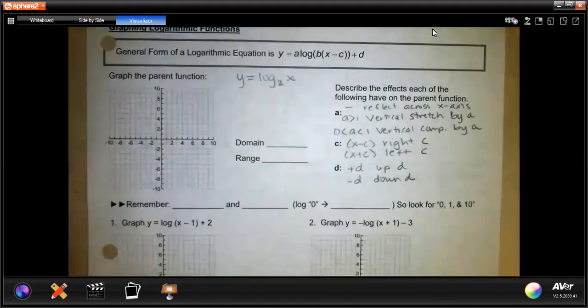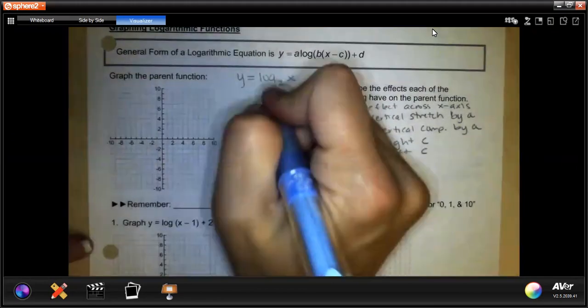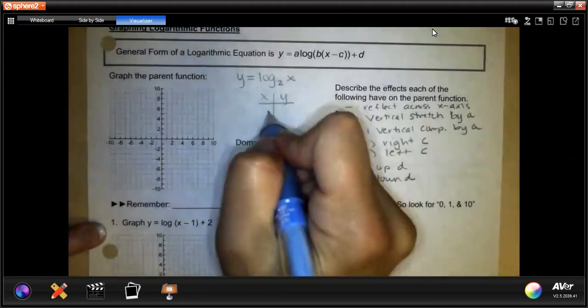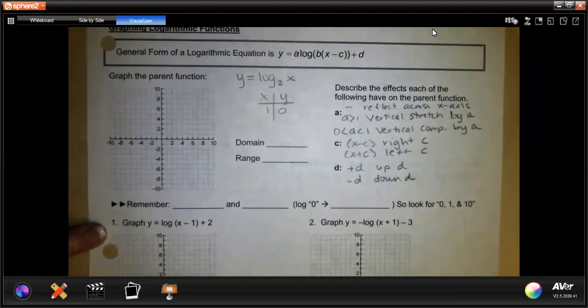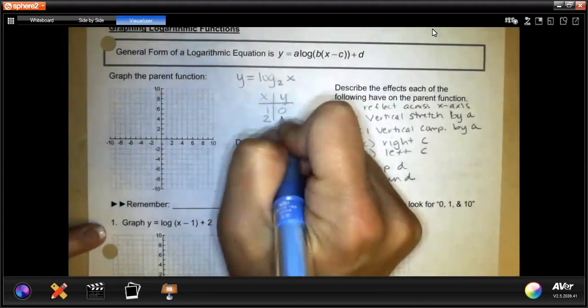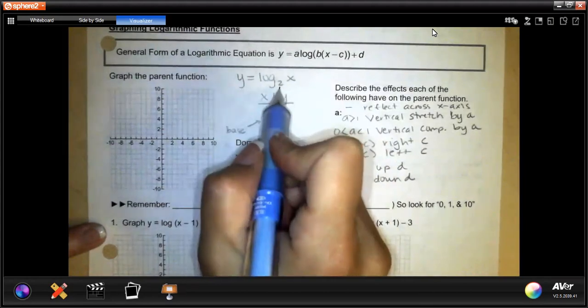So we're going to start with that parent function y equals log base 2 to the x, which is the inverse. So we'll start with those points right there. We said all logs are going to have the point (1, 0), because that's the switch from (0, 1) to (1, 0). And in this case, the base would be here because that's what switched. So our base in this particular one is 2.